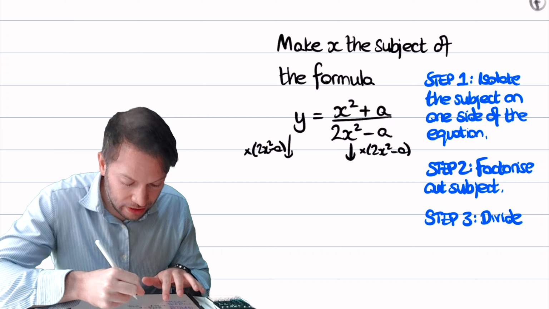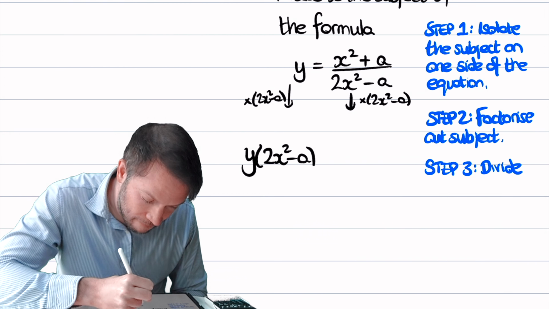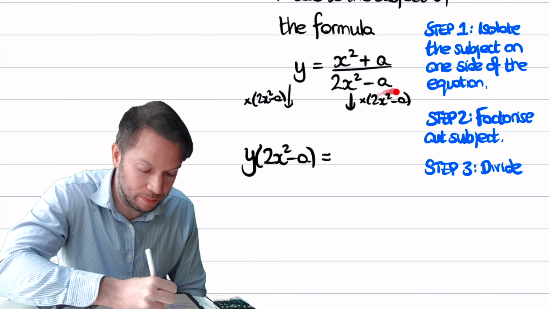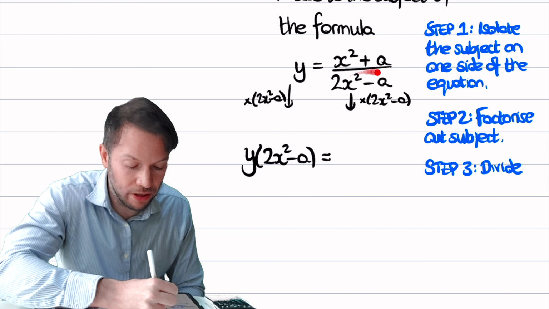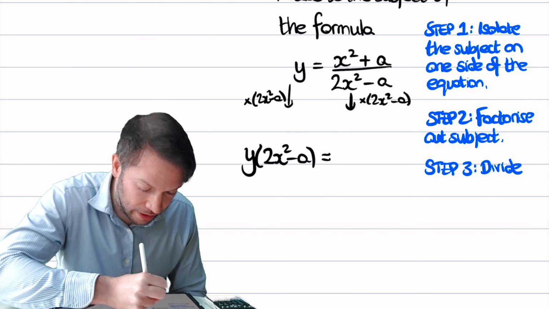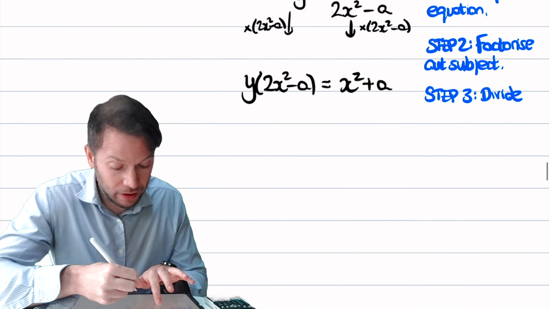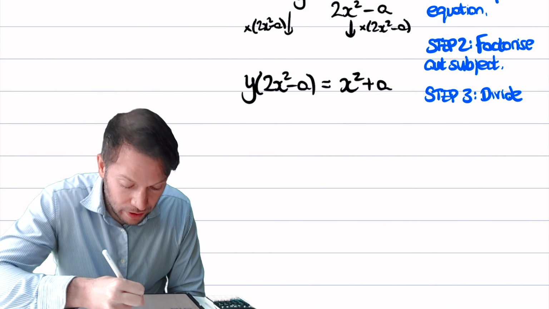Now the left-hand side, we've got y multiplied by 2x squared minus a. And the right-hand side, the times by 2x squared minus a is going to cancel out this over 2x squared minus a, and you're just left with the x squared plus a at the top like that. Okay, that's good. So we've dealt with the fraction. Now we've got these brackets on the left-hand side we want to deal with. So we expand it out.